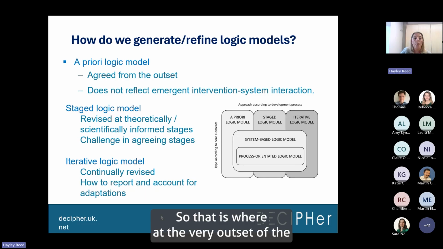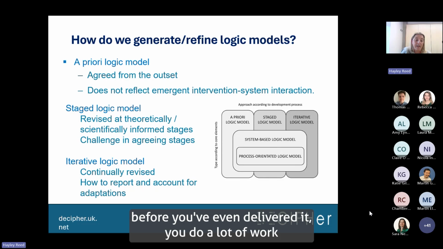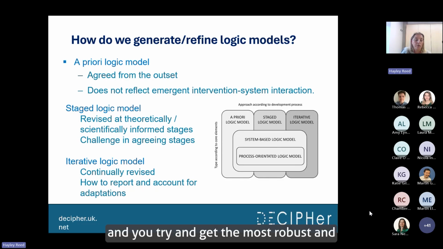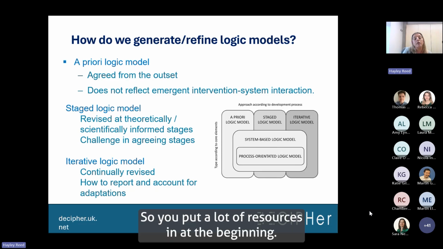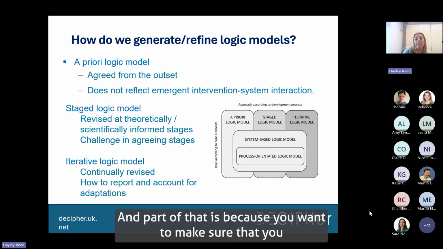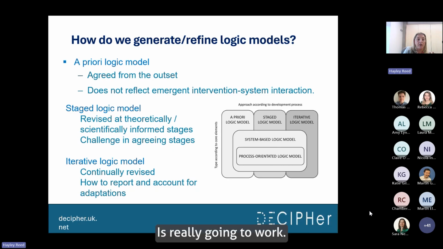That is where at the very outset of the intervention, before you've even delivered it, you do a lot of work and you try and get the most robust and accurate logic model possible. So you put a lot of resource in at the beginning, and part of that is because you want to make sure that you understand how this intervention is really going to work. So it's agreed at the outset, this is how this logic model works.